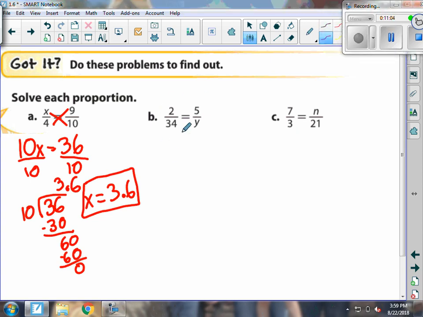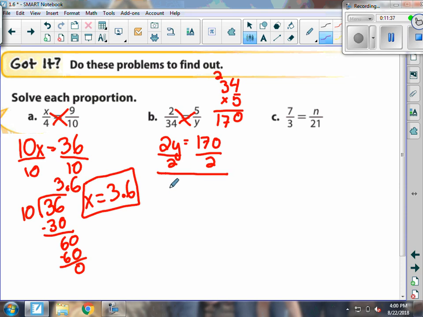Okay, so let's solve B. So we're going to cross multiply. 2 times y is 2y. 34 times 5, I don't know that off the top of my head, so I'm going to work that out. 5 times 4 is 20. 5 times 3 is 15, plus 2 is 17. So it's going to be 2y is equal to 170. My next step is to divide by 2.